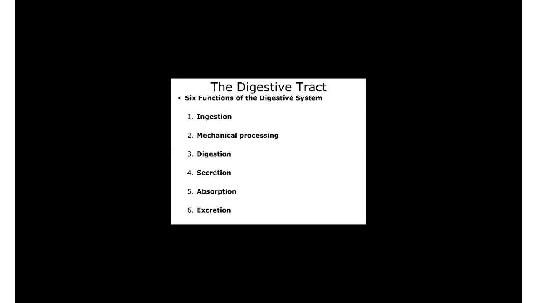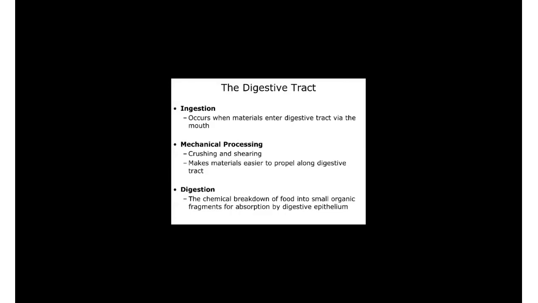What are the basic functions your digestive system does? So ingestion, then mechanical processing, digestion, secretion, absorption, and excretion. These are the basic six functions of your digestive system. Okay. So ingestion is whenever we take food, the material enters; it is the process of entering that food into the tract. Okay. Mechanical processing means crushing and shearing, making the material easier to move through the digestive tract.